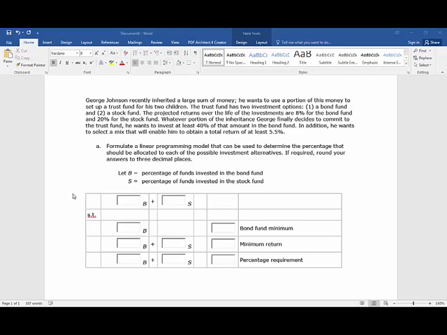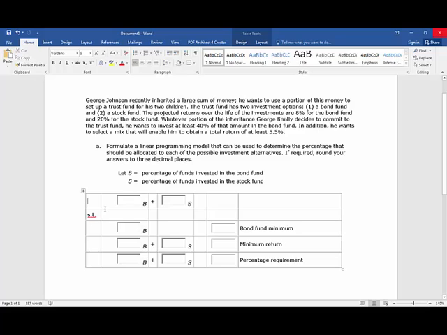So they were nice enough to go ahead and tell us what the decision variables are. They define them as let B equal the percentage of funds invested in the bond fund. S is the percentage of funds invested in the stock fund. And so we have 2 variables, that top part, right? So then down here in this table, we have coefficients go in here, numbers go in front of these boxes when you're filling it in.